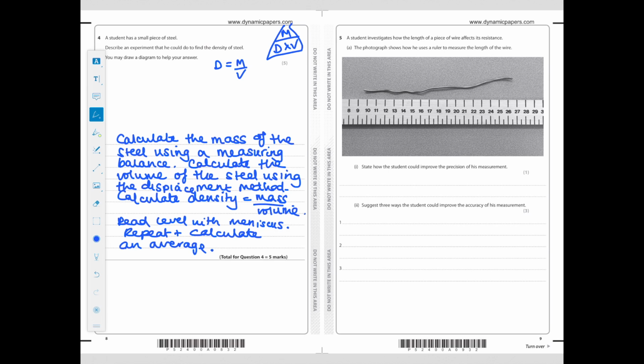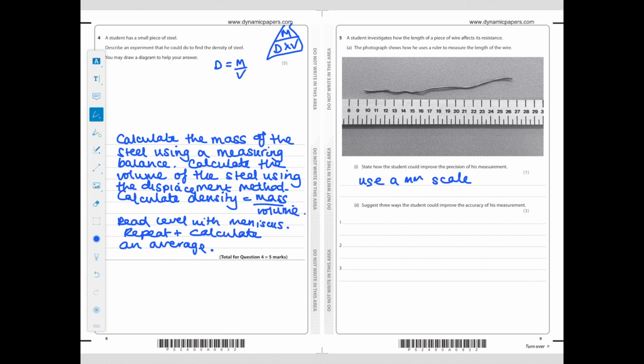5. A student investigates how the length of a piece of wire affects its resistance. The photograph shows how he uses a ruler to measure the length of the wire. State how the student could improve the precision of his measurement. So precision is all to do with the increments on your measuring apparatus. So let's talk about the fact that the student could use a millimetre scale, because here we've only really got centimetres.